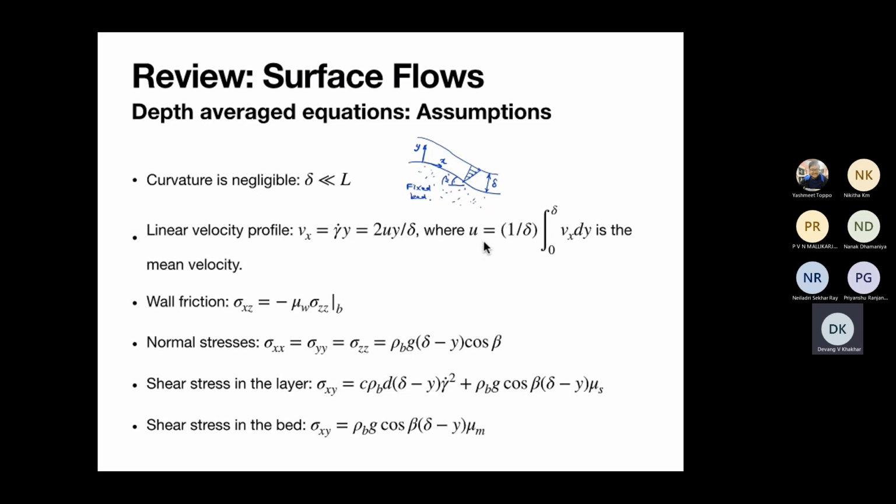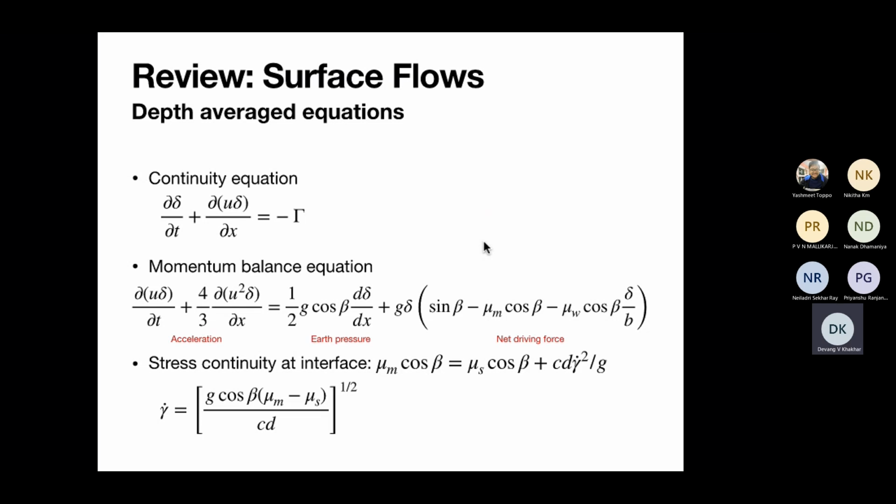Now if you plug all of this into the linear momentum balance and the continuity equation, then you will get these two equations, and we derived these last time. And this says that the rate of change of the layer thickness with time depends on the rate of change of the flux, that is u times delta is the flux, and gamma is the rate of deposition, the rate at which material is put in. I don't know if I derived this one, but we'll check that.